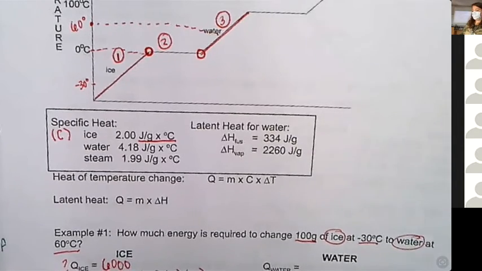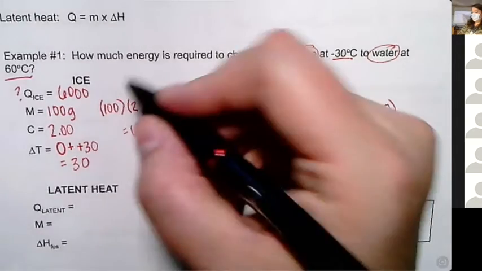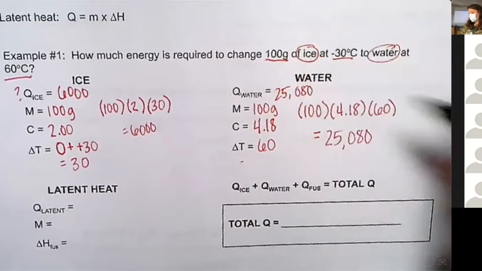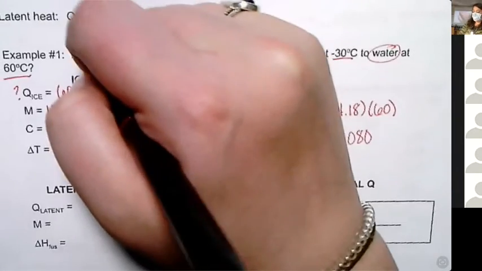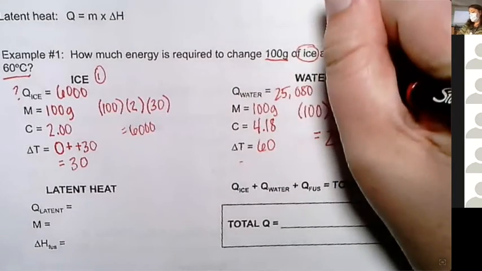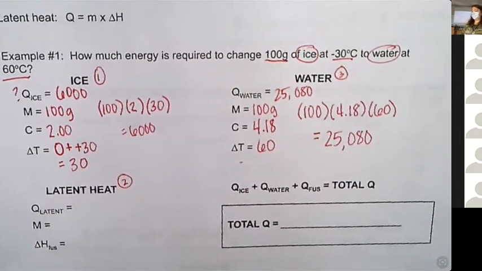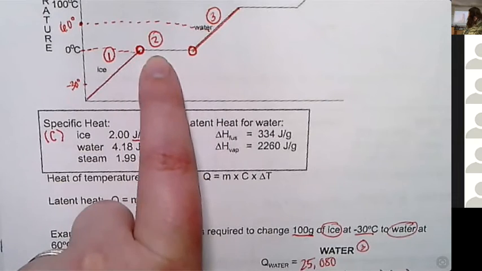Okay. So there's our answers there. The last part is, this is spot number 1 on the graph. This is spot number 3 on the graph. So now we got to do spot number 2. Because remember I labeled. So now we got to figure out what's going on here.